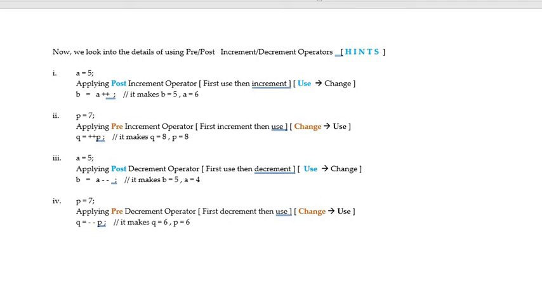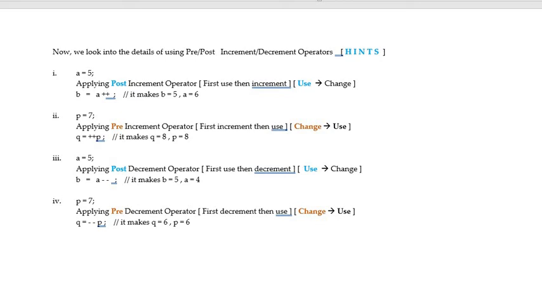Then comes the third example, which is A is equal to 5. In this case, we have applied post decrement. Post decrement means if I write B is equal to A minus minus, that means first the current value of A will go to B, which is 5, and then by the time it is traveling over the minus minus sign, the value of A will get reduced by 1, which will make the value of A become 4.